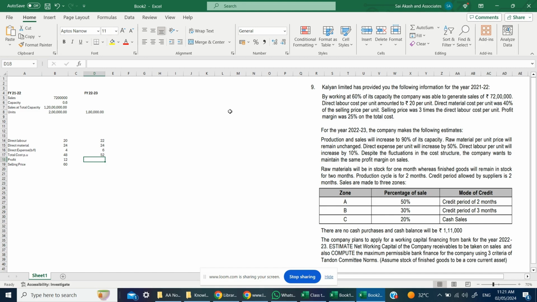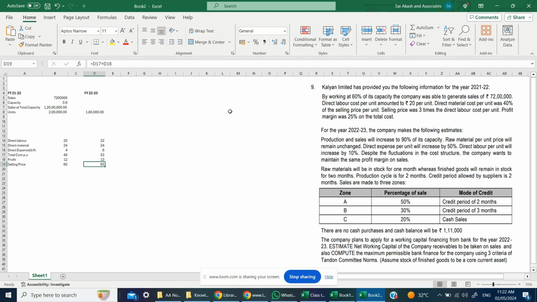But he's also mentioning that the company wants to maintain the same profit on sales. So profit margin was 20% on sales price. It means if it is 20% on sales, it is 25% of cost. So total cost into 0.25. Therefore, my selling price is nothing but total cost plus profit. So 65 per unit would be my selling price per unit.